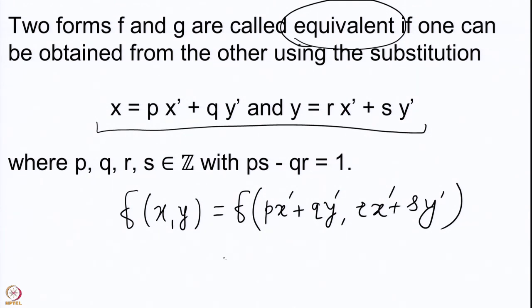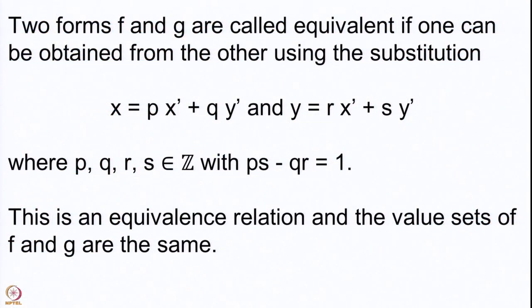So, this will be another form in new variables x prime and y prime, and this new form, a different integral binary form, will be said to be equivalent to our earlier binary form f. Now, I made this comment in the last lecture and I make it again that this is an equivalence relation. This is why we use the word equivalent. Normally, mathematicians are very careful while using words. If some relation is not evidently an equivalence relation, then we give another word for that.